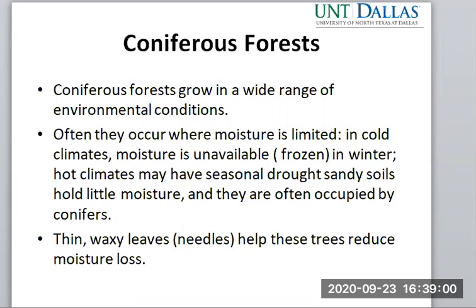Often these kinds of plants occur where the moisture is limited. In cold climates, moisture is unavailable, that means when it is frozen in winter. In hot climates, for example, they may have some seasonal drought, and sandy soils hold little moisture, and they are often occupied by conifers. They also have thin, waxy leaves, like we already discussed, the needles. They help these trees reduce moisture loss, because we all know that the broader the leaf area is, the more moisture loss there will be. That means more evaporation.